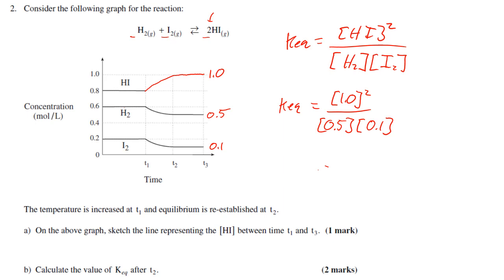So KEQ equals 20. Okay. And that should kind of make sense. We're seeing a lot more products than reactants, and that's why we see a KEQ that's a little bit larger.